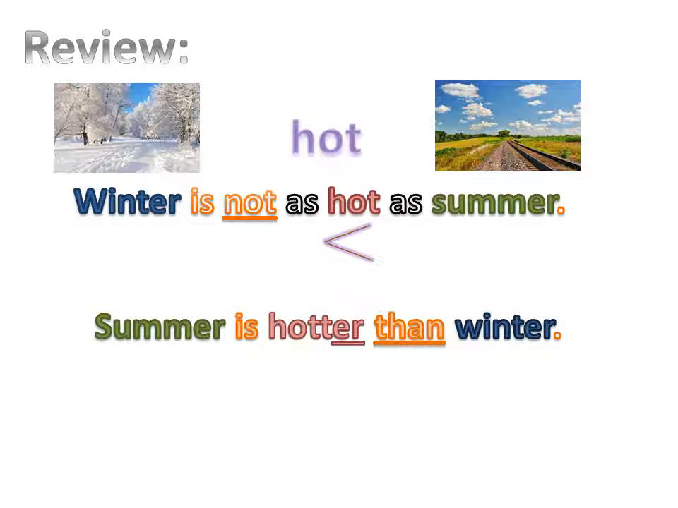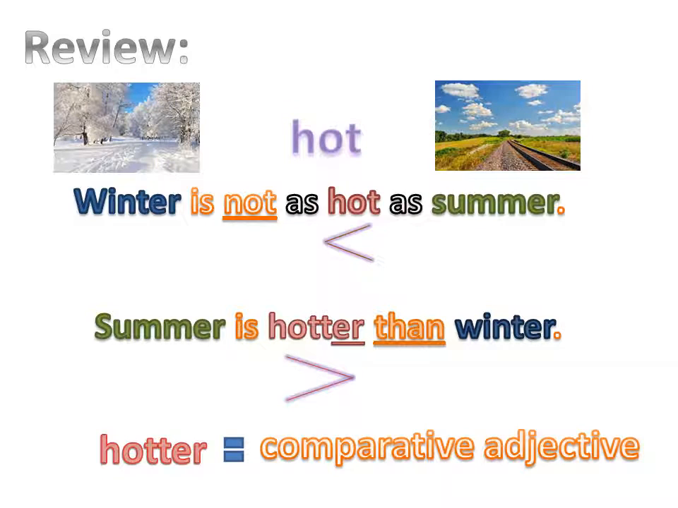We can also say summer is hotter than winter. And now, when we use this sentence pattern, the subject of the sentence has more of the quality than the object. In this case, hotter is what we call a comparative adjective. However, we need to watch out.